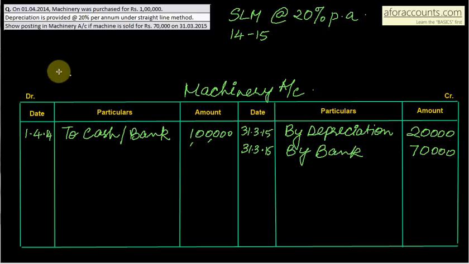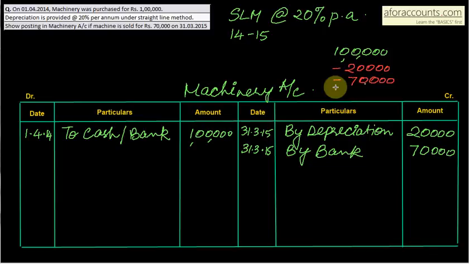So see, the cost of machinery is 1 lakh, and now 20,000 is depreciation till sales, and 70,000 is the sale of machinery. So 70 plus 20 is 90. Out of 1 lakh you subtract 90,000, you get 10,000. So 10,000 is still remaining. So 10,000 is your loss on sale of machinery.